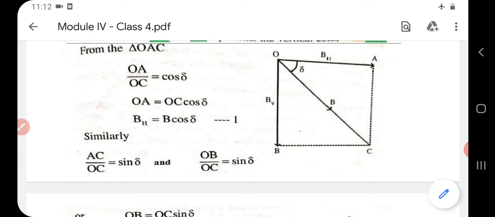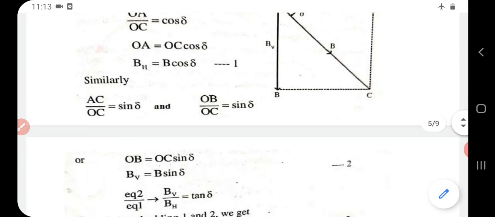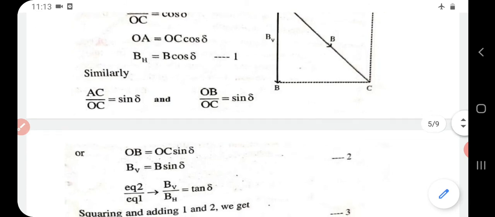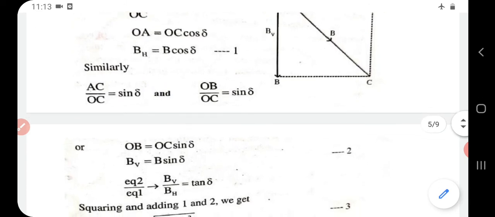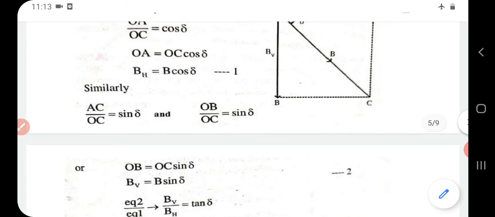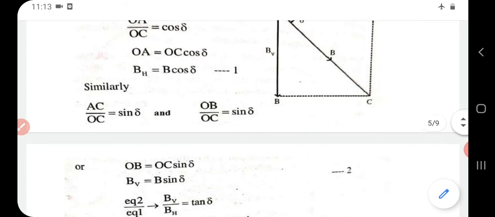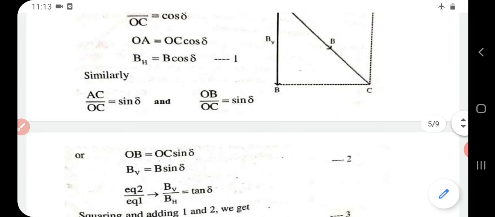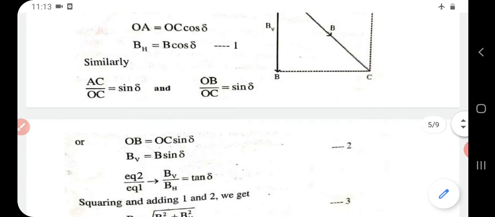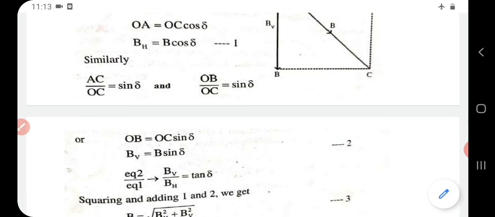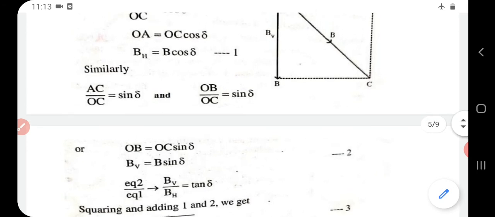Now similarly, what is sin theta? You know, it is opposite side by hypotenuse. So in this case, sin delta will be AC by OC. Similarly, sin delta can also be written as OB by OC as per the figure. So from OB by OC equal to sin delta, you can write OB equal to OC sin delta. Now what is OB from the figure? BV. What is OC? B. So BV equal to B sin delta. That is equation 2. Now divide equation 2 by equation 1. Then what will you get? BV by BH equal to tan delta.